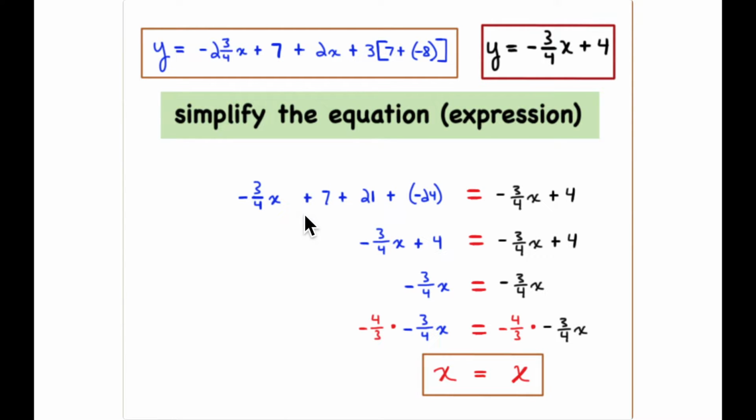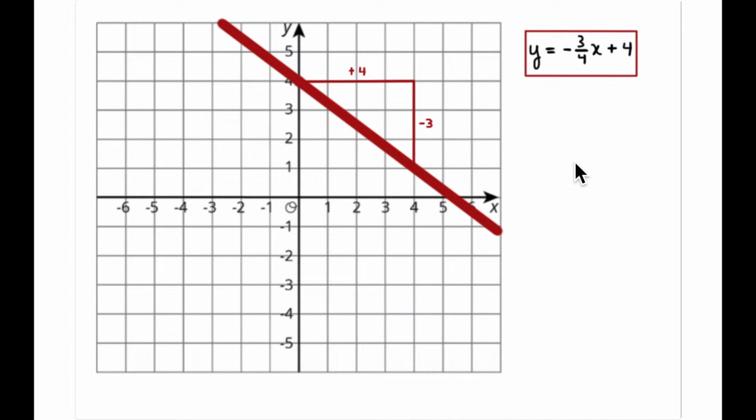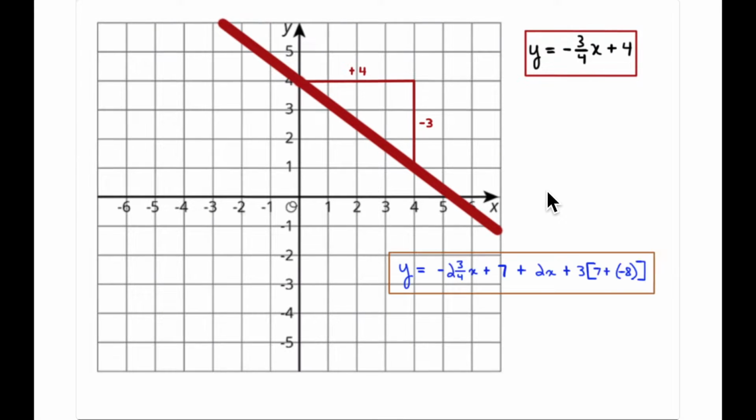Terms are separated by addition. Okay, I do want to show that these two equations are equal to each other. So here's a graph of the first equation. The y-intercept is 4. The slope is -3/4. So for every 4 units along the x-axis, this graph goes down 3 units along the y-axis. So it's -3/4. And so here's the second equation.